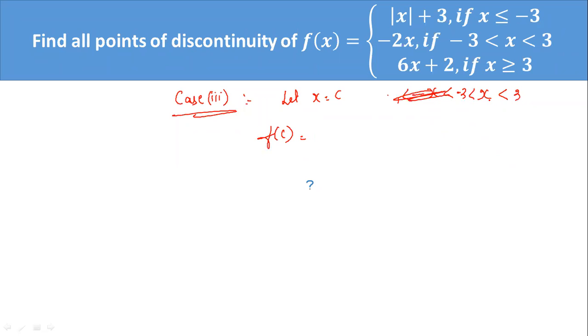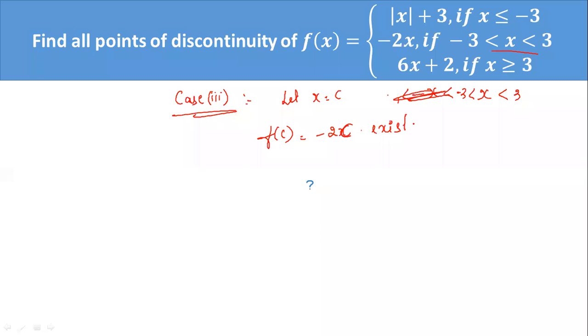Where is the value of x? It is in between minus 3 and 3. If it is in between minus 3 and 3, which definition we have to use? The second definition. Sorry. So that is minus 2c. Okay. Clearly this exists.